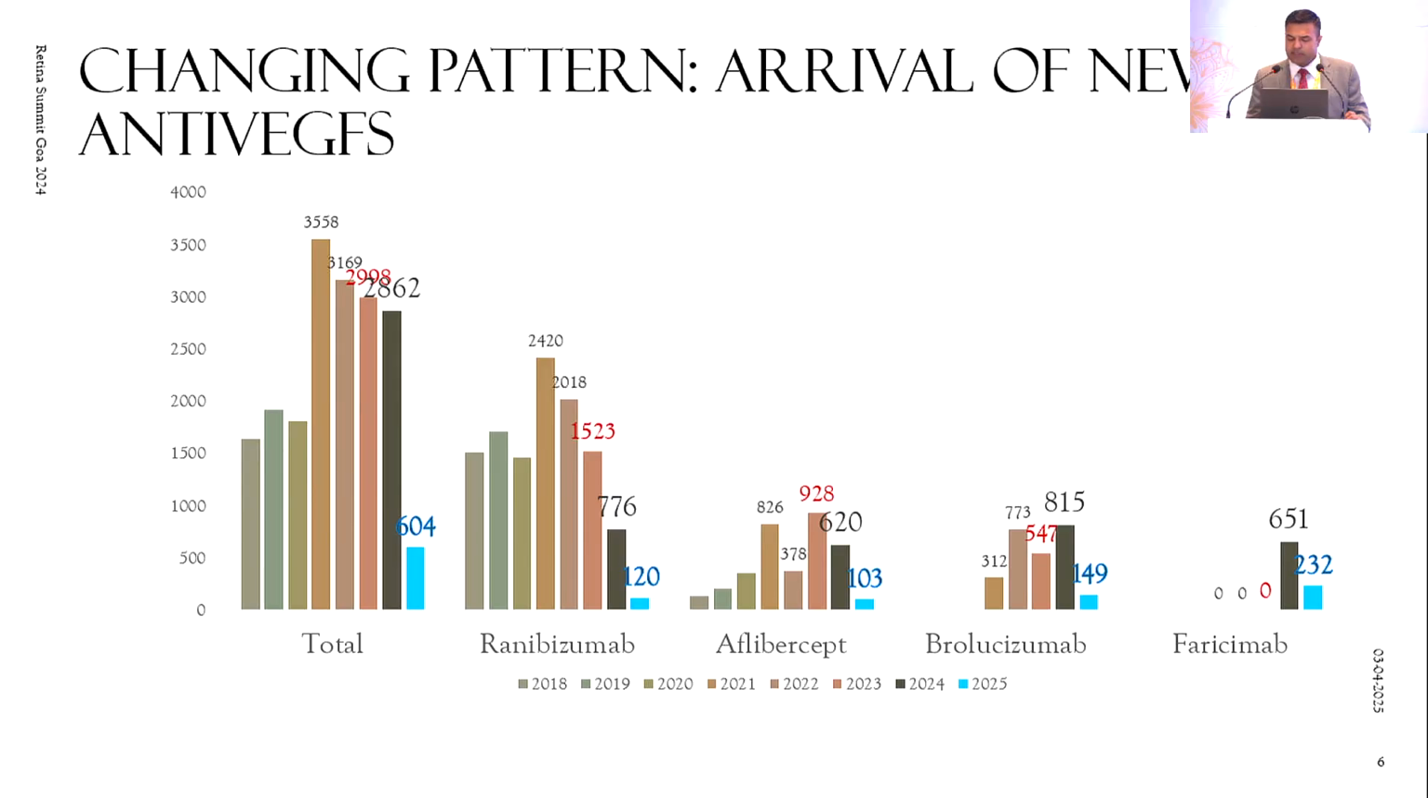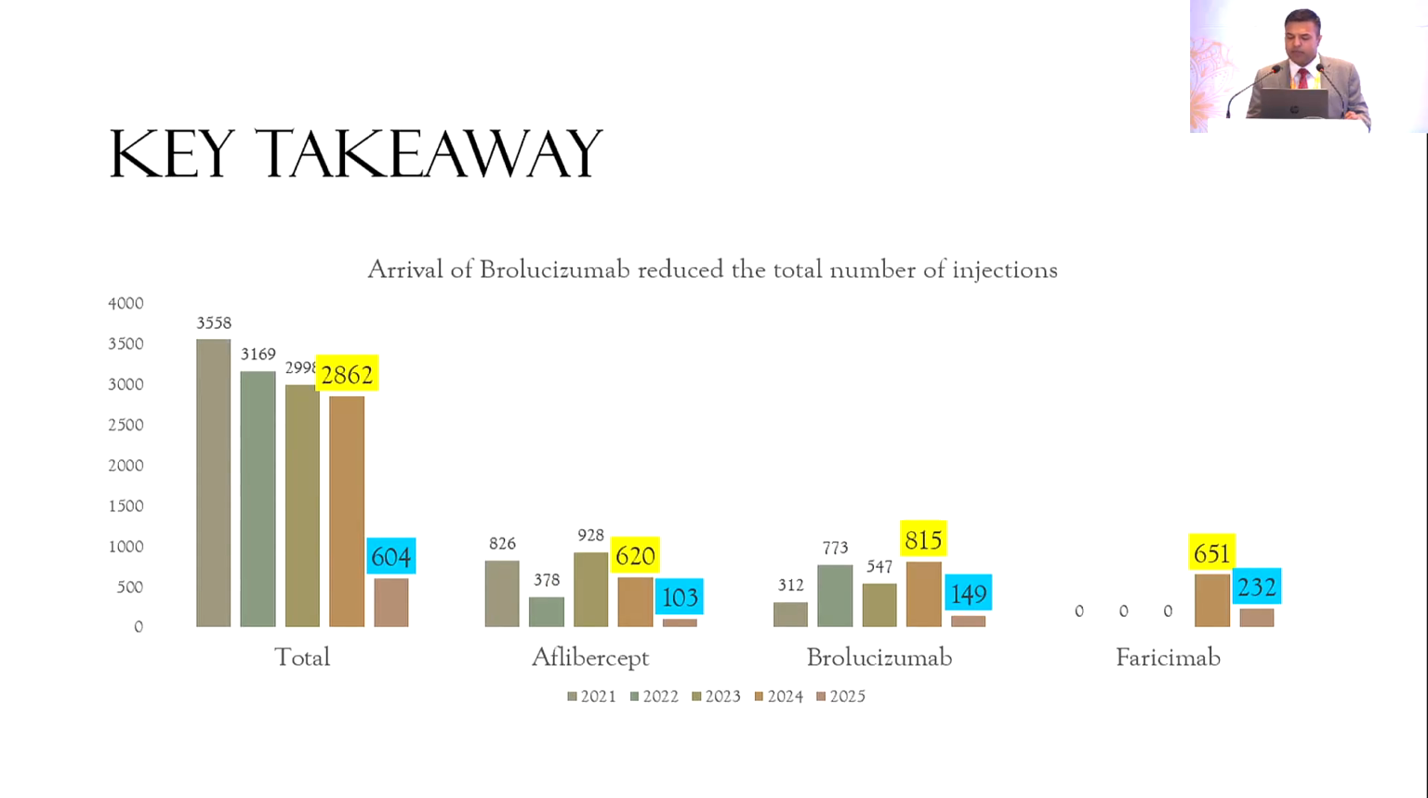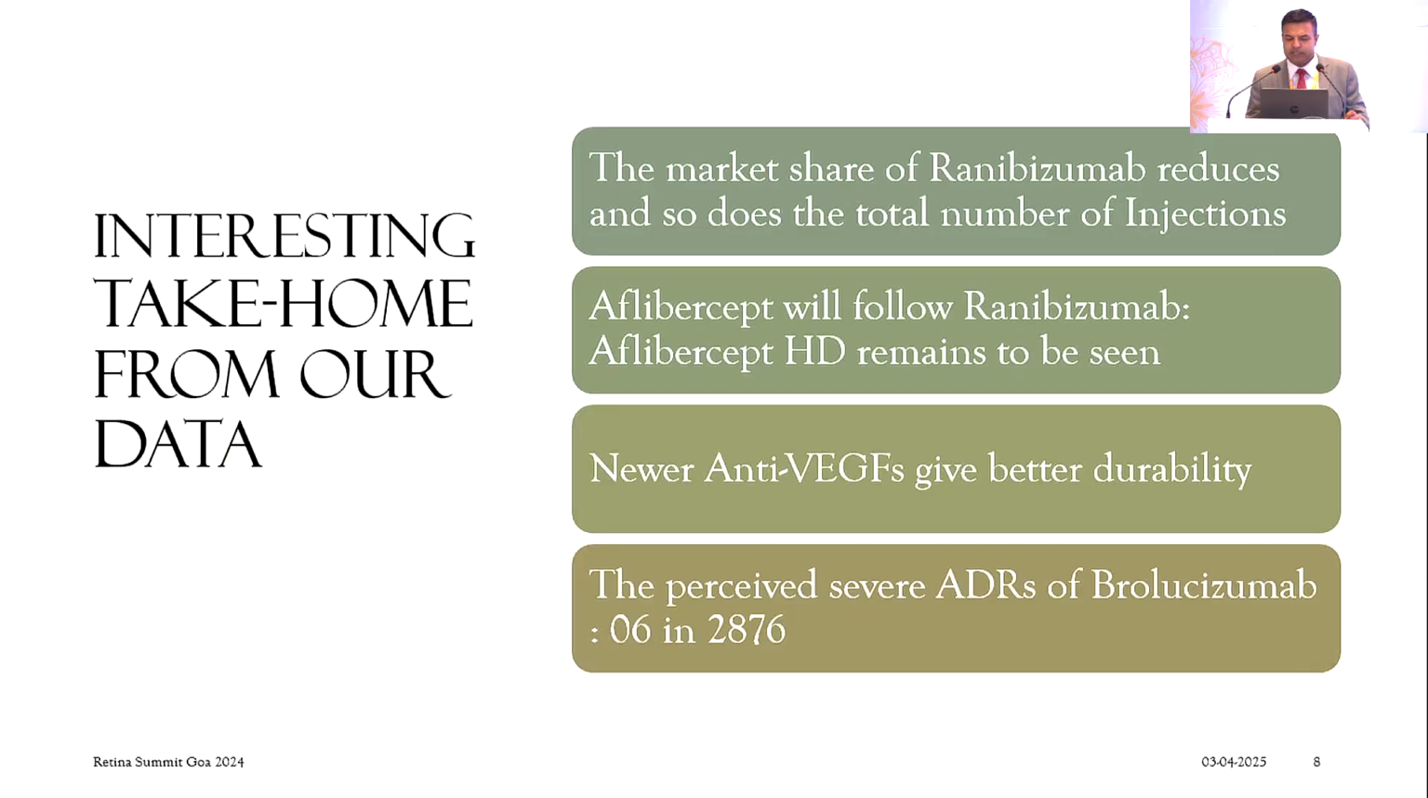As you can see, we started using brolucizumab way early in 2021 due to our 2 RCTs which were going on, and they have continued to find a place in our clinics despite the safety concerns. The faricimab usage started last year and is gradually picking up, and it has actually helped us in reducing the total number of injections by close to about 3/4 of what we were injecting initially.